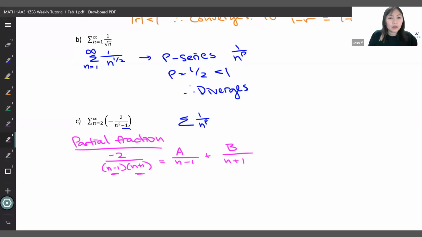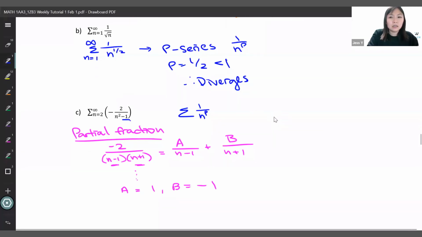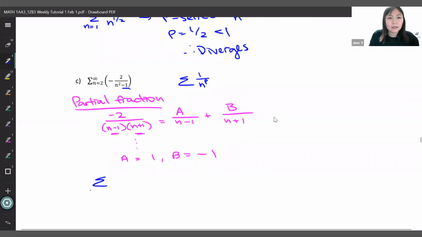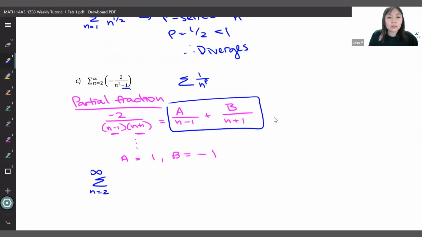If you are struggling with partial fractions, just email me or stay behind after the session and I'll go through it with you. But essentially, after all the work, you're going to see that A equals 1, B equals negative 1. So we can now rewrite this series as the sum where n goes from 2 to infinity. Instead of one giant fraction, we can rewrite it as A over n minus 1, so that's 1 over n minus 1, plus B, which is negative 1 over n plus 1.